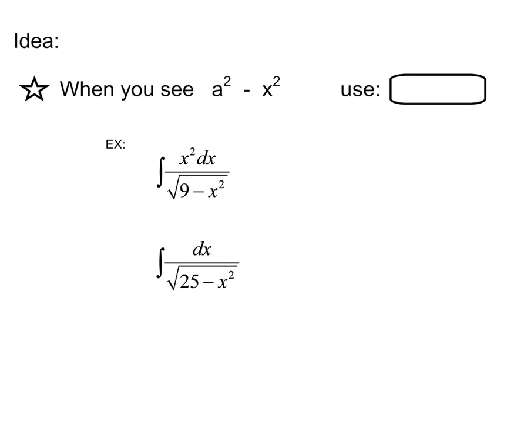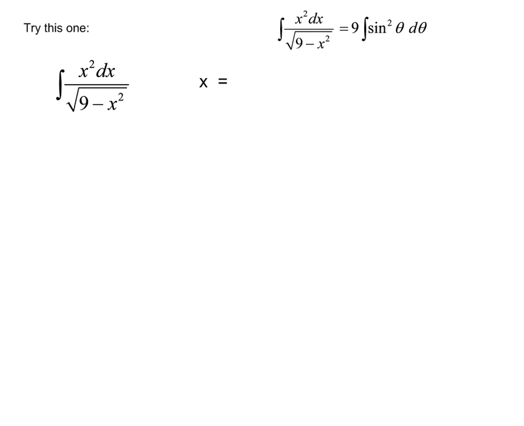And before I do that, what I want to mention is that whenever you see a squared minus x squared, again, make sure you can integrate it before. 9 minus x squared, 25 minus x squared. What we're going to be doing is using the identity x is equal to a sine theta. So can you try this one? Can you take this problem and can you use a substitution and can you turn it into 9 times this integral of sine squared theta? Give it a try.